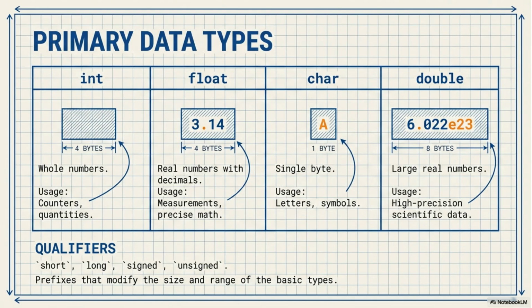Primary data types include int, for whole numbers, float, for real numbers with decimals, char, for single bytes, and double for large, high-precision real numbers. Qualifiers like short, or signed, modify the size and range of these basic types.